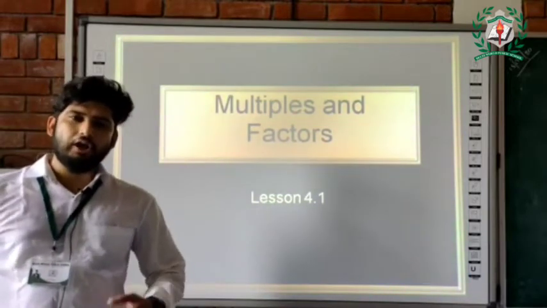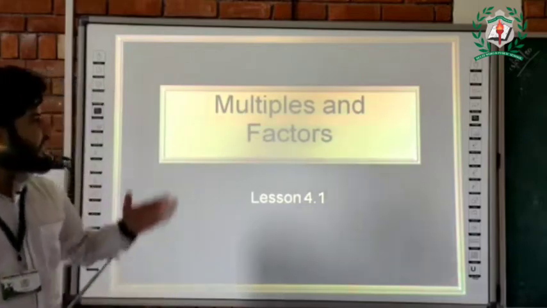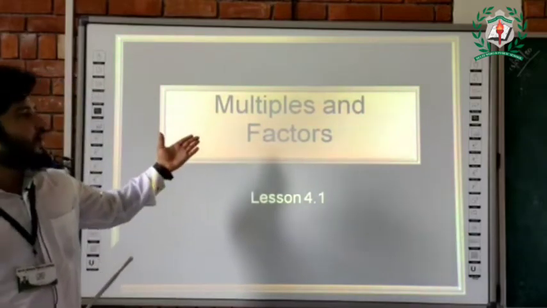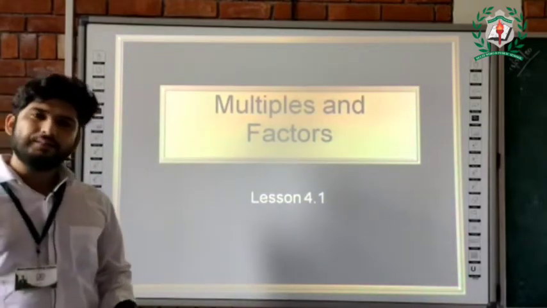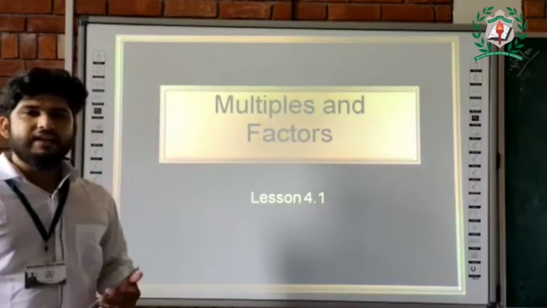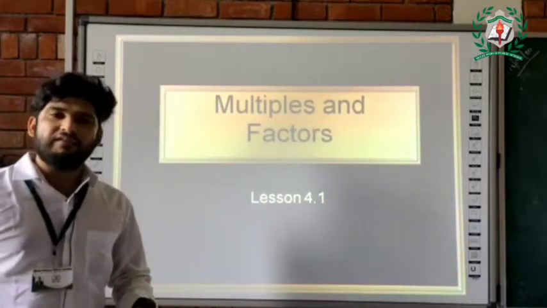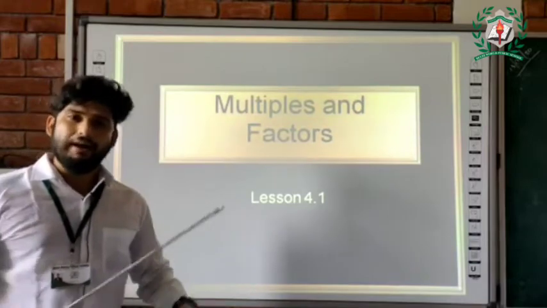Let's start our chapter. Today's chapter, as you see on the screen, is factors and multiples. We will study in detail about factors and multiples. What are factors and multiples?